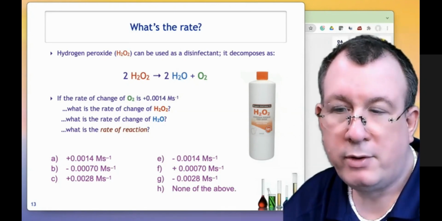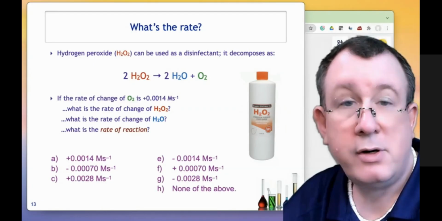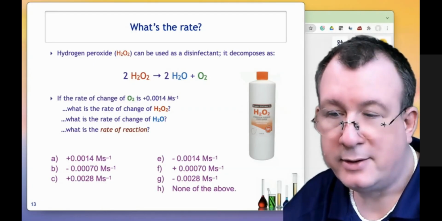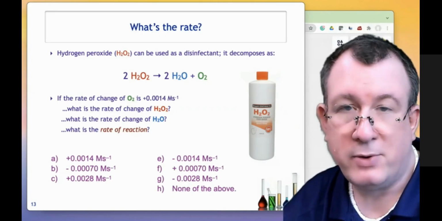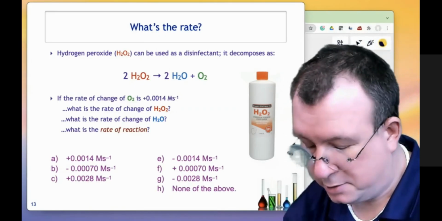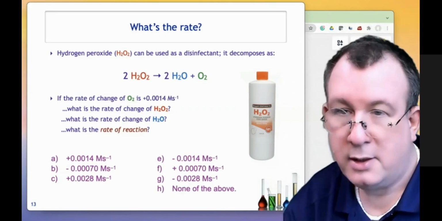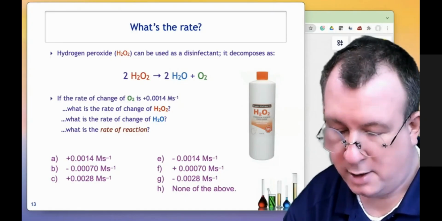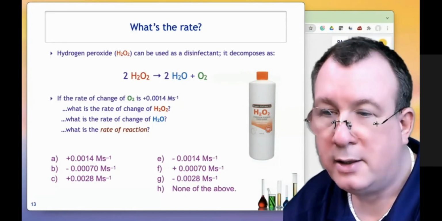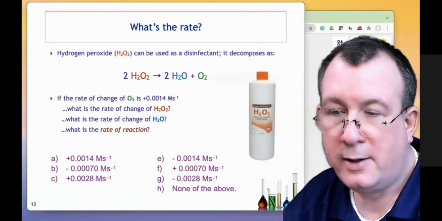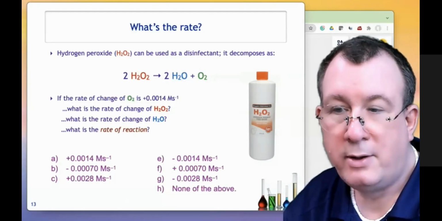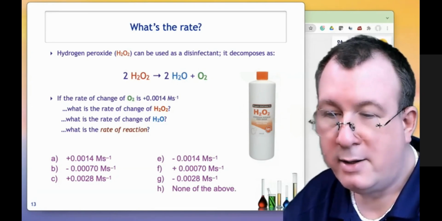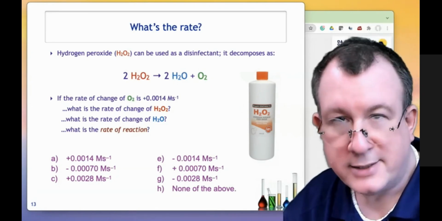First of all, it would be a negative then, correct? Yes. Because the oxygen is positive? Right. The oxygen is being produced, but the peroxide's going away. It's breaking down on me. So you would take the 0.0014 and times it by 2. So it would be 0.0028, but it would be negative. So G? Totally. You nailed it. Yes.